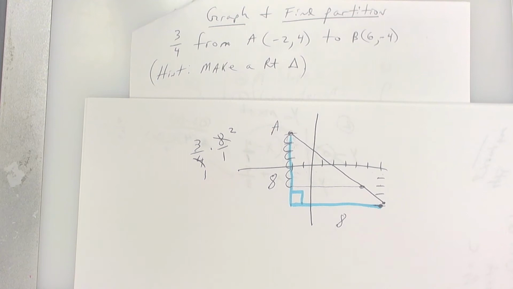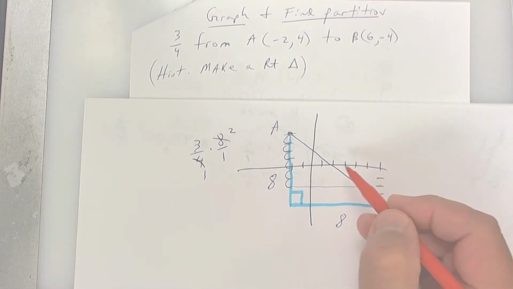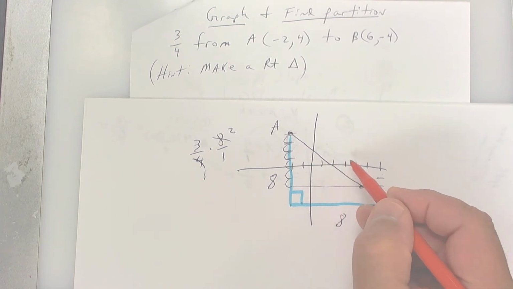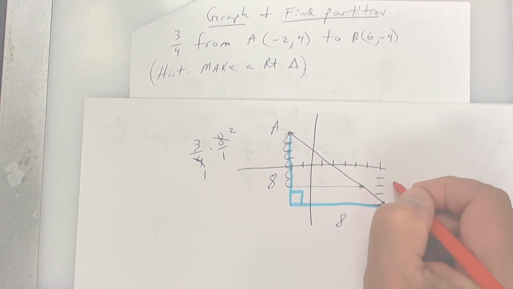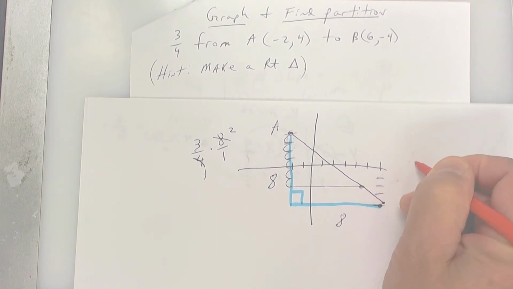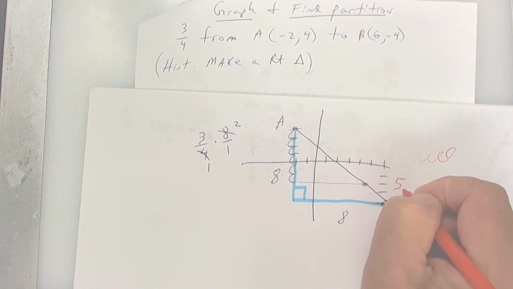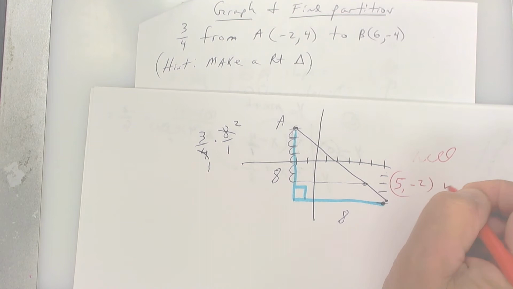So your answer on the EOC is going to be over 0, 1, 2, 3, 4, 5. It looks like 5 and negative 2. And it's really kind of hard to tell without graph paper. That's your answer.